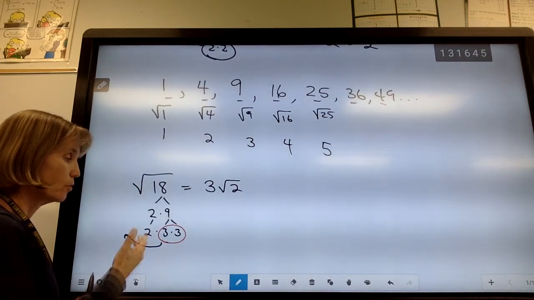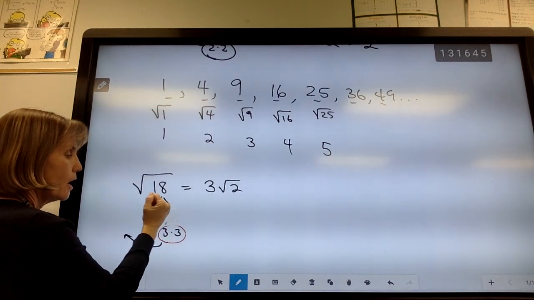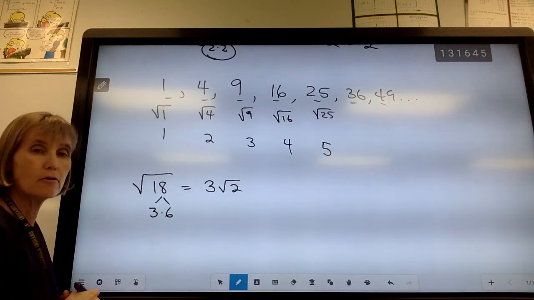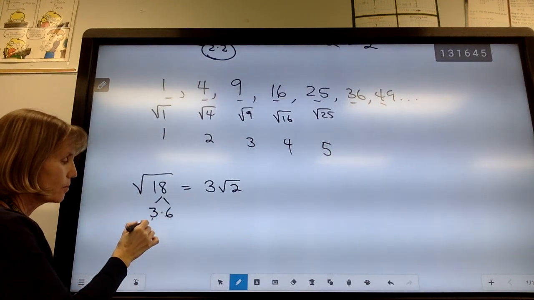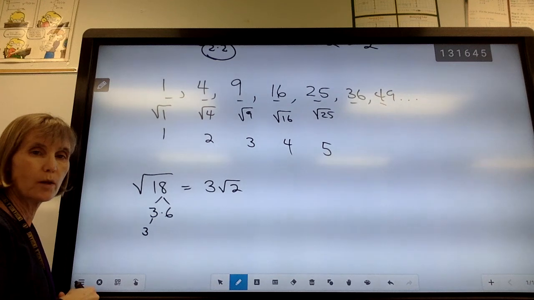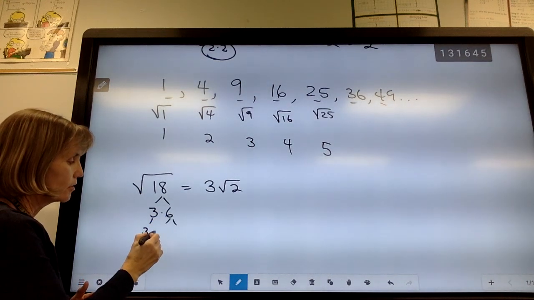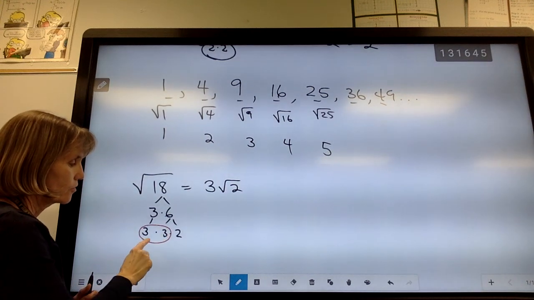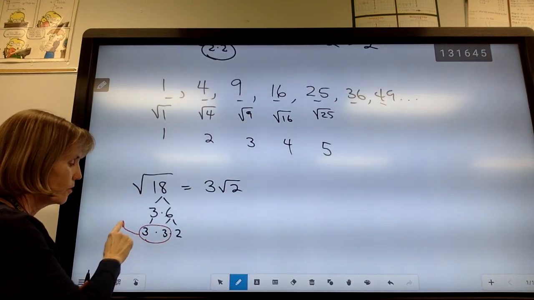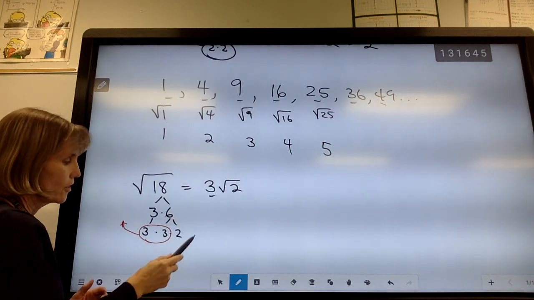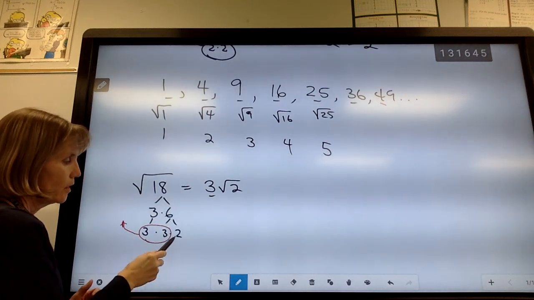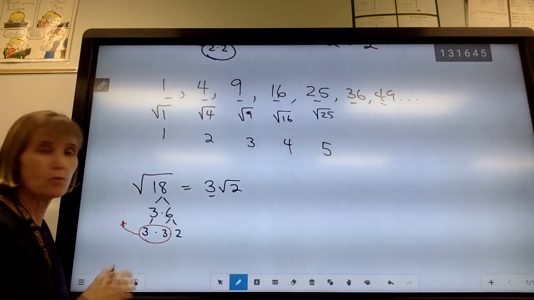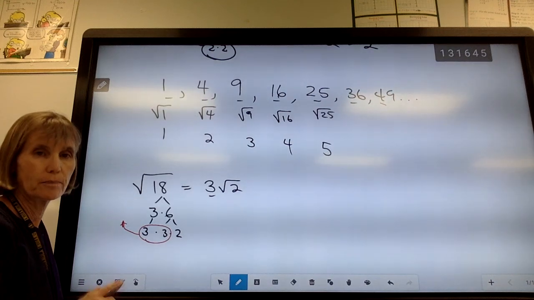Now, some of you might have said, well, I don't want to use 2 and 9. I think that factors of 18, I chose 3 and 6. Okay, and you can do that also. 3 is a prime number, doesn't have any other factors other than 1 and itself. But 6 will break down into a 3 times 2. So again, we have a pair of 3's that are going to come out from underneath the radical. There's that 3. The pair comes out as 1. And then we've got 2 that has to stay under the radical. So it doesn't matter which factors you start with. We should arrive at the same answer.